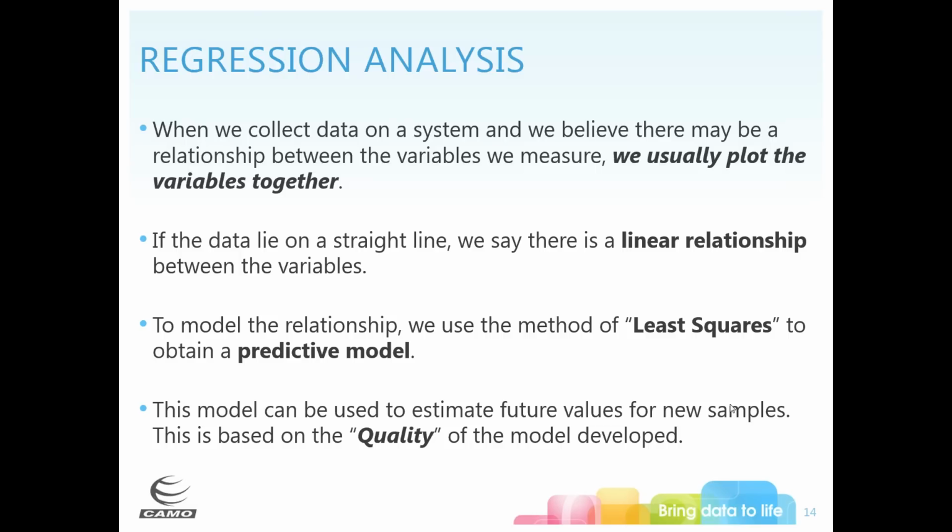And if they lie on a straight line, we say there's a linear relationship. This is what we like to do in regression modeling. We want a linear relationship. We use least squares to obtain a predictive model so that you can use your model later to predict new samples and have some confidence that those values are accurate. You can also use the model to estimate future samples based on the quality of the method developed.